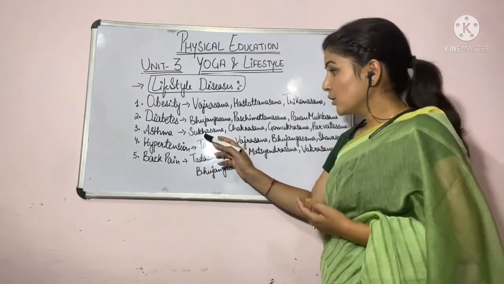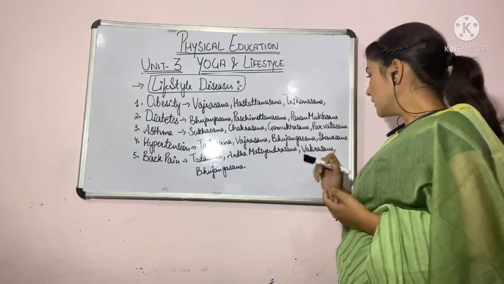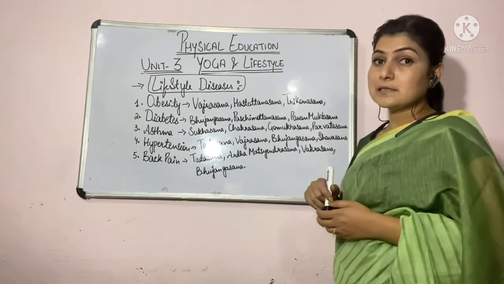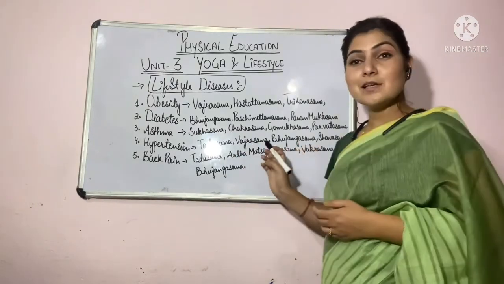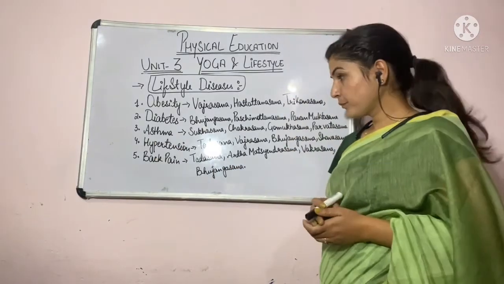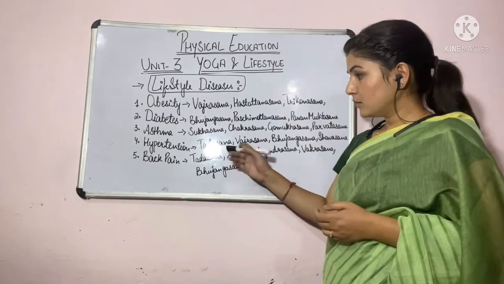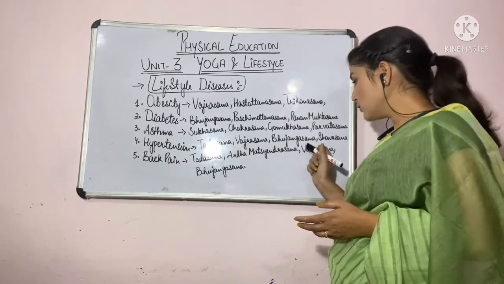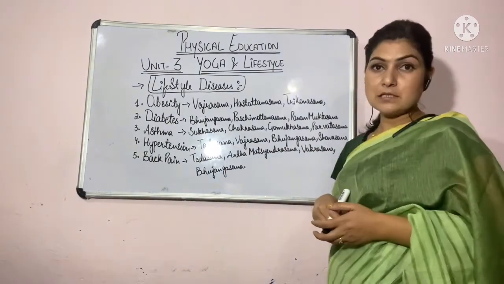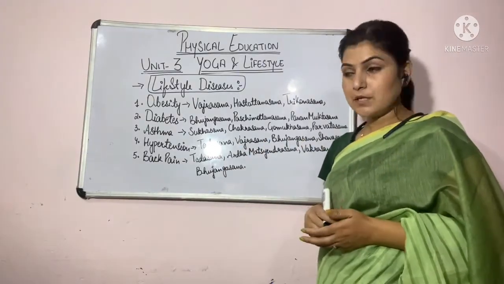That is Sukhasana, Chakrasana, Gomukhasana, Parvatasana. So with the help of these asanas, you can cure asthma. Fourth one is your hypertension. For curing hypertension, Tadasana, Vajrasana, Bhujangasana and Shavasana. All these asanas you can practice to cure hypertension.